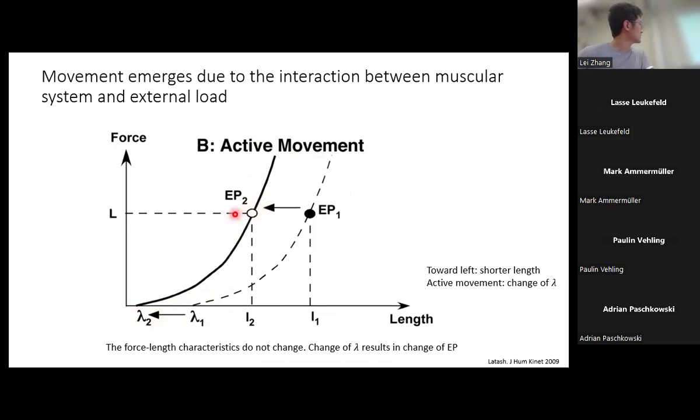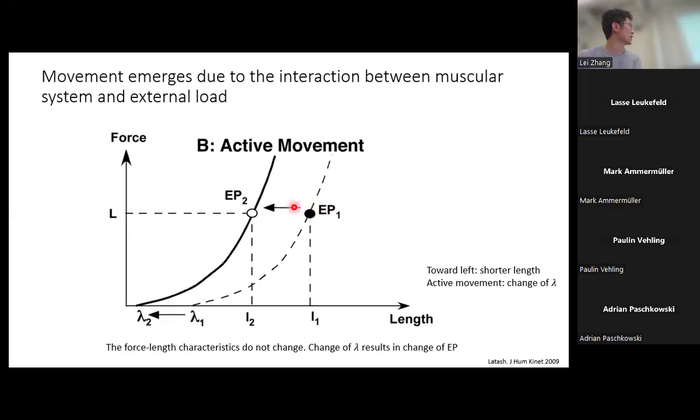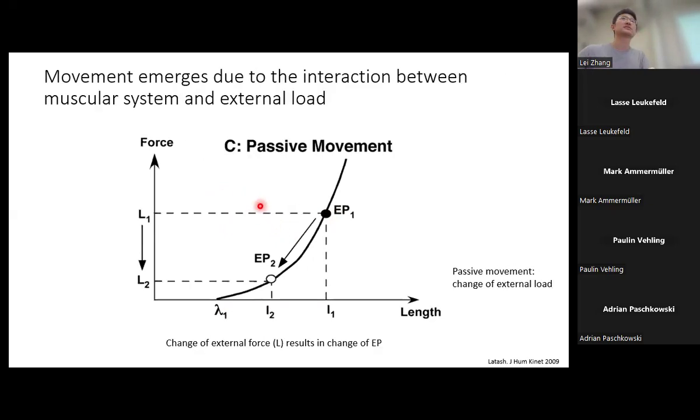And then with the same load, this curve defines a new EP position, this EP2. The previous EP1 becomes a deviation from the EP2. So according to this scheme, you have a new EP here, and then the system will be attracted to the new EP position. With this scheme, it makes sense of how the muscle length and force are controlled, by introducing this equilibrium idea. And for the passive movement, sorry.